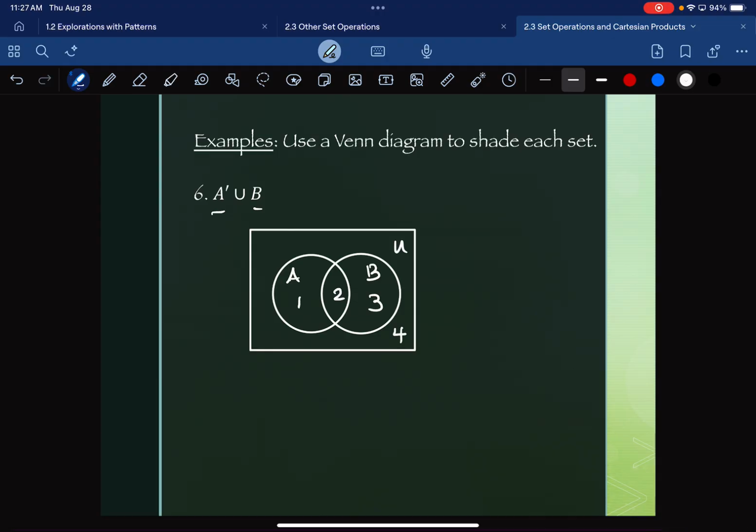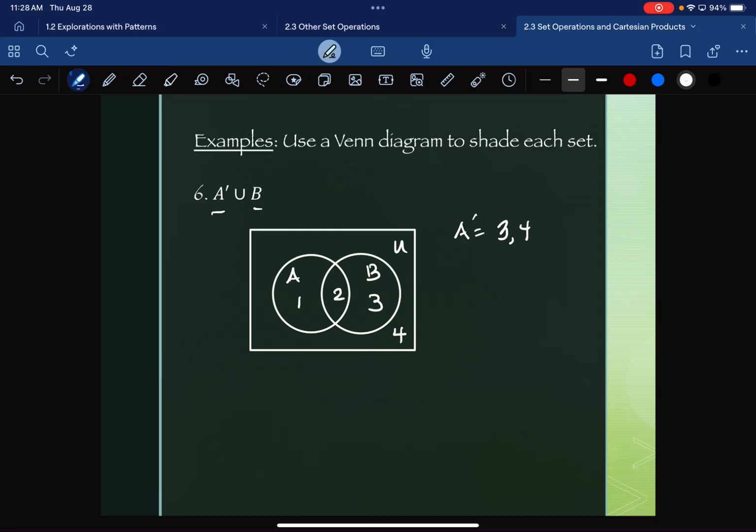The next thing we're going to do is go to the actual problem that we're given. This problem says A prime union B. Okay? I'm going to write down A prime. And I want you to remember that A prime is a complement notation. It means I want to write down all the numbers that are not in circle A. So what numbers are not in circle A? Okay, so 3 and 4 are not in circle A. 2 is actually still in circle A because it's in the overlapping part, but it's still a part of circle A. Does that make sense to everyone?